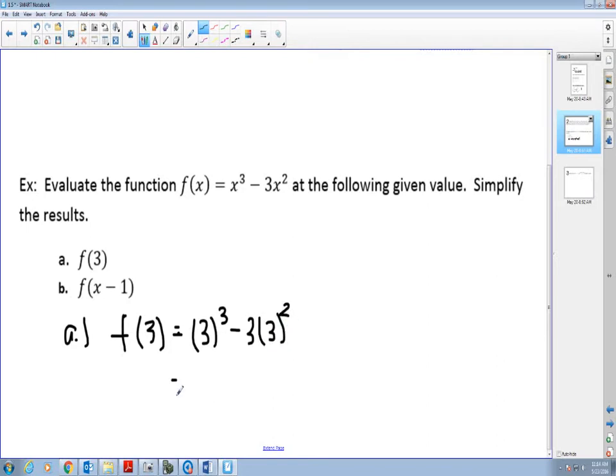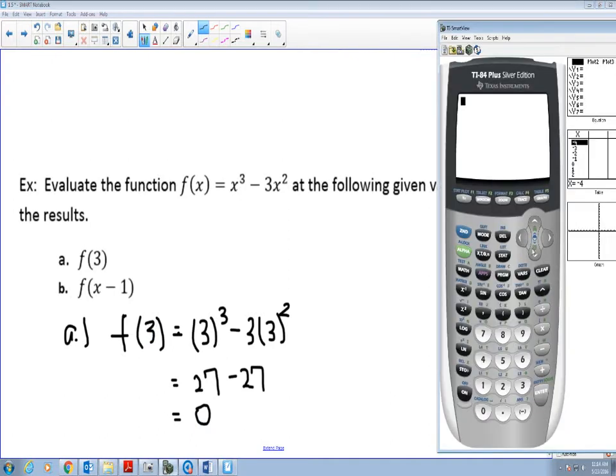All right, 3 to the third is 27, minus 3 squared is 9. 9 times -3 is another -27. So my y value will be 0. This output is the y value, because I just substituted an x value into the function. If I graph this function, x raised to the third power minus 3 times x squared, this is a cubic function.